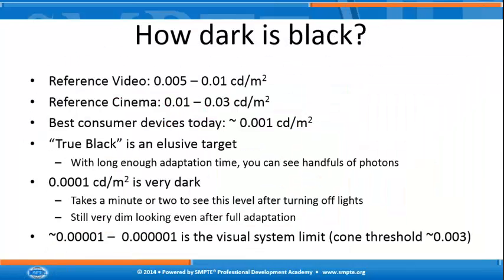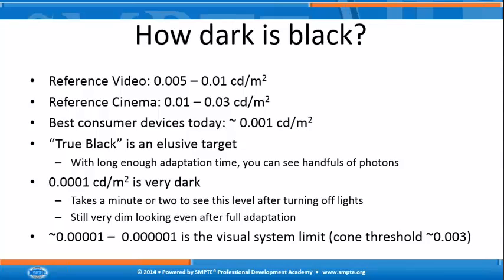So we'll skip ahead just to put some more details to the data. When we talk about black numbers, reference video today, generally a reference CRT is somewhere between 0.005 and 0.01 nits. Reference cinema is actually a little bit brighter because of limited contrast in the systems now, 0.01 to 0.03. The best consumer devices today can get down towards 0.001, and this is pretty dark.